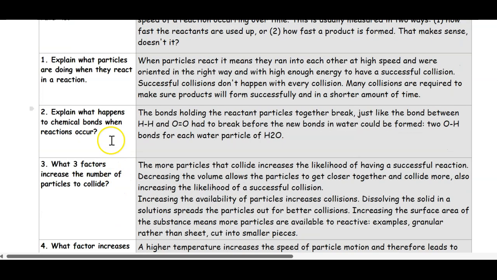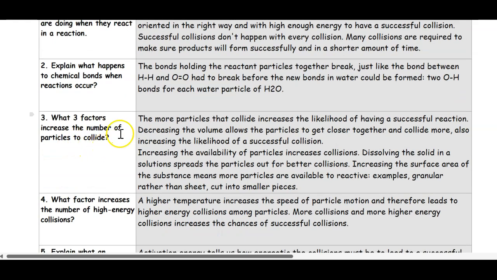Explain what happens to chemical bonds when reactions occur. Well, the bonds holding the reactant particles together break, just like the bonds between the two hydrogens and oxygen had to break before the new bonds in water could be formed. Remember, those were two oxygen-hydrogen bonds for each water particle. If you don't remember, you can go up and look at that picture again.